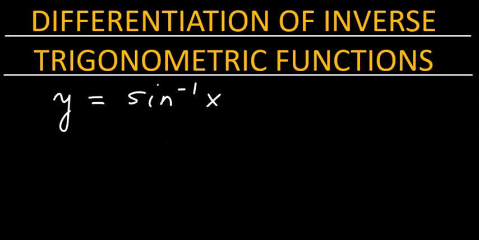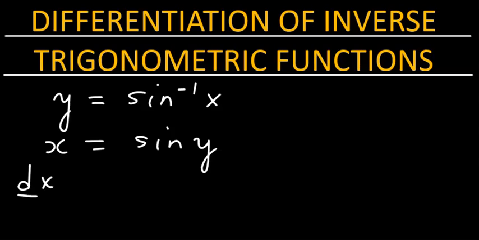So let's try to differentiate inverse sine of x. First, we write x in terms of y and it will become simply sine of y. Now we can differentiate dx dy, and that is simply cosine of y. In terms of x, what is cosine of y?